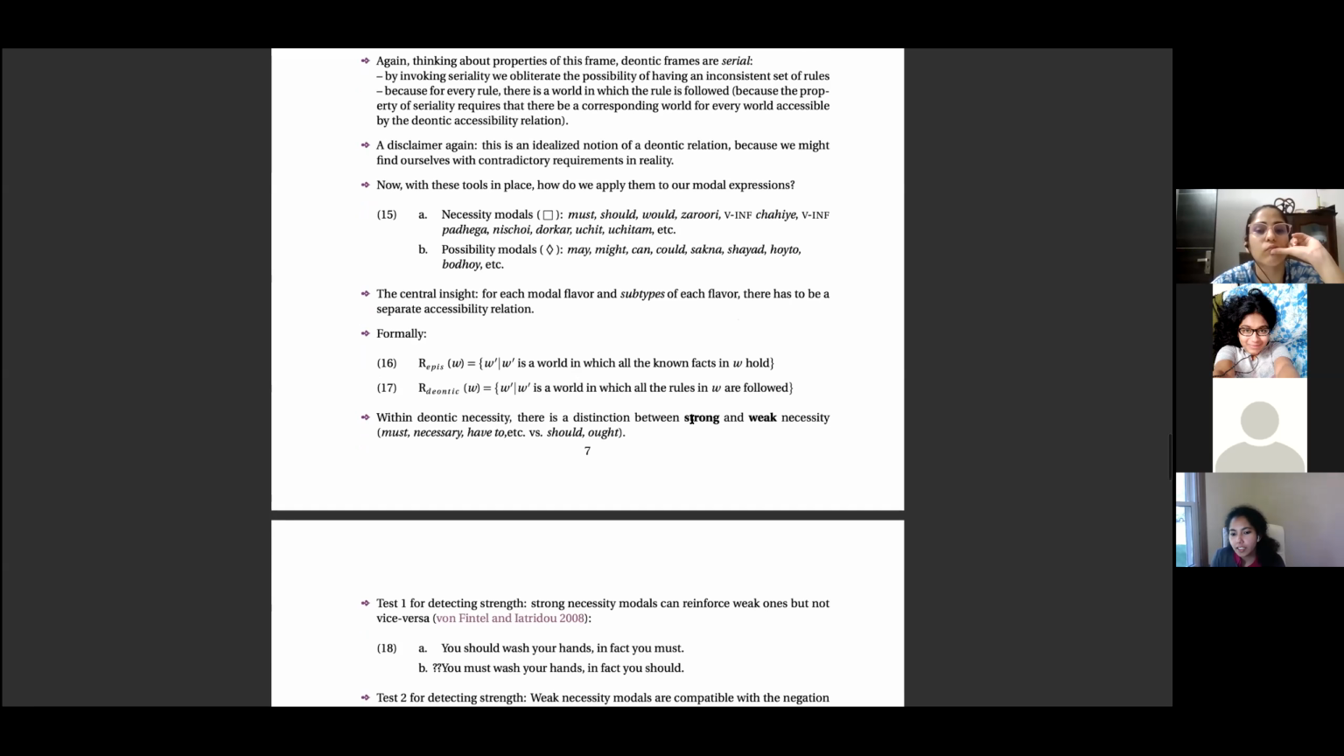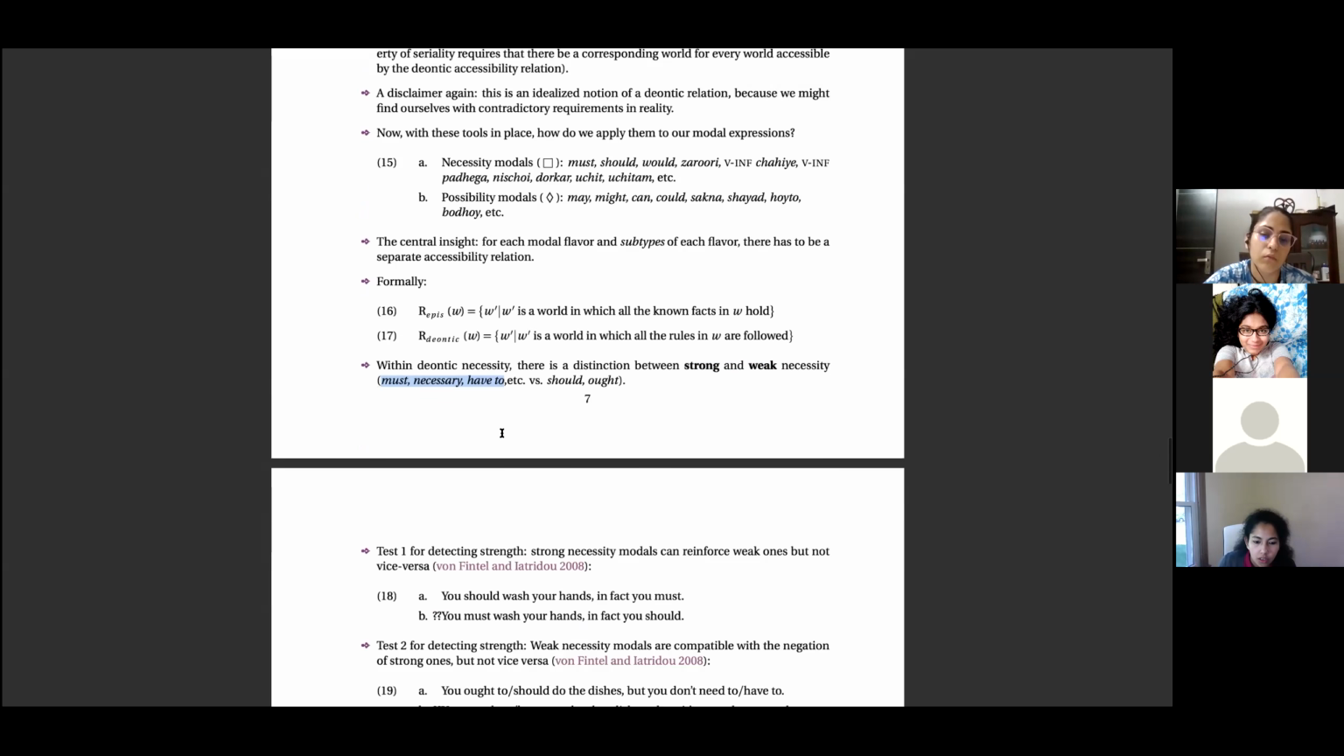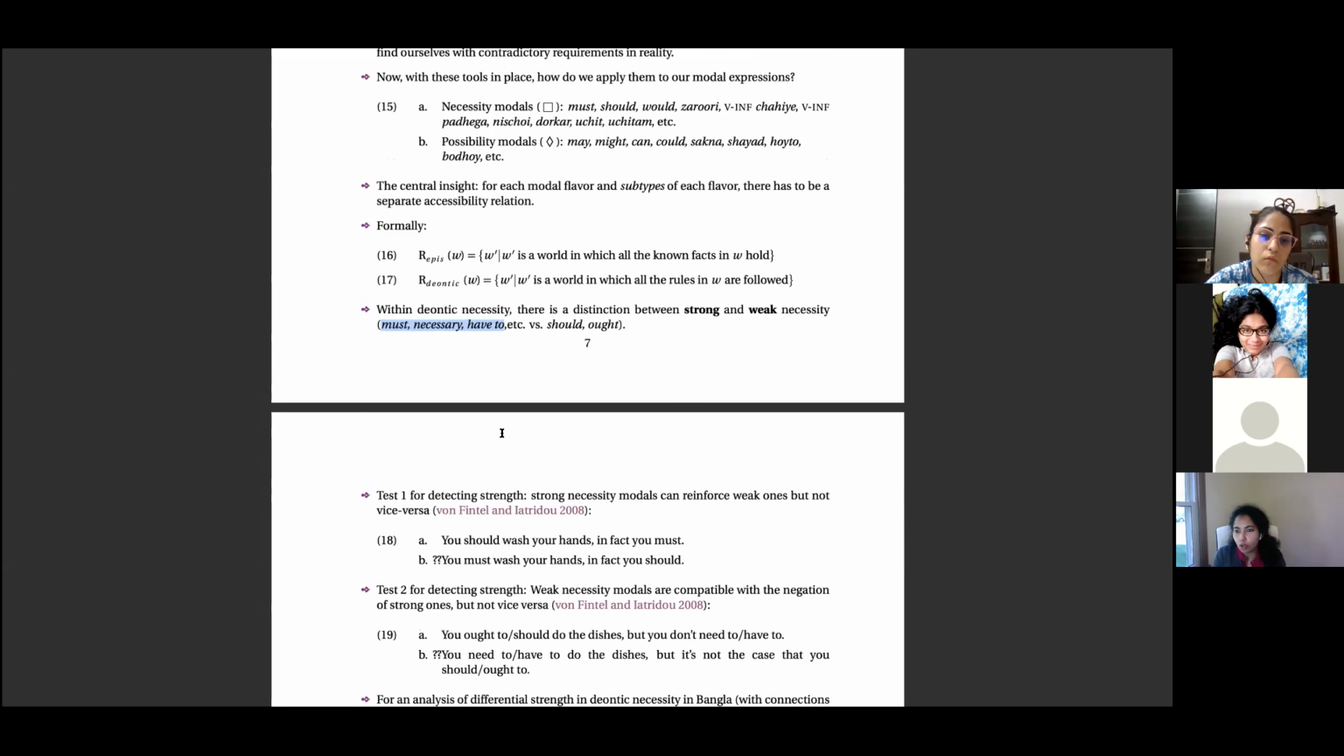Okay. So within deontic necessity, we have a distinction between strong and weak necessity. For example, you can club strong necessity as things like must, necessary, have to, versus should, ought, etc. There are several tests for doing that. I have 2 over here. Strong necessity models can reinforce weak ones, but not vice versa. So you can say you should wash your hands. In fact, you must. You're reinforcing what the weak necessity model just said, but you can't do the opposite. You can't say you must wash your hands. In fact, you should. That sounds very strange.